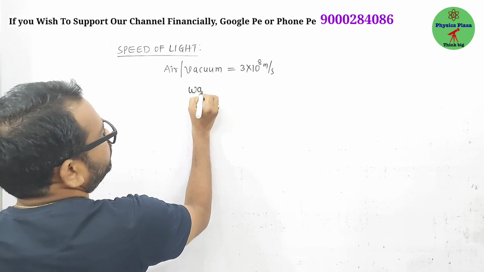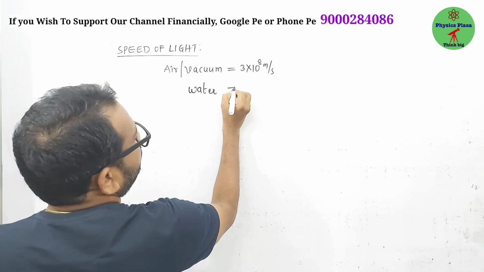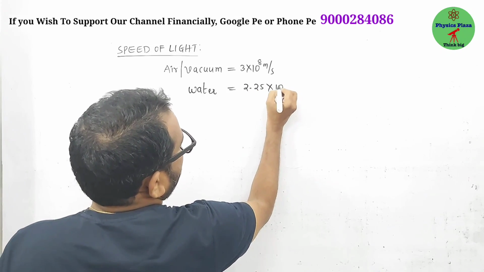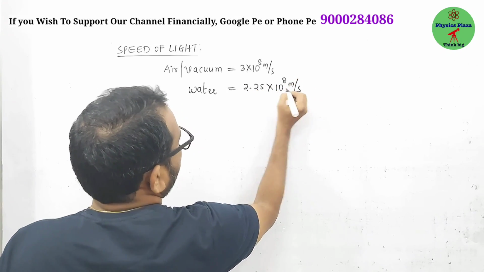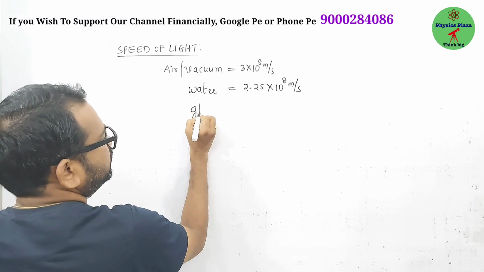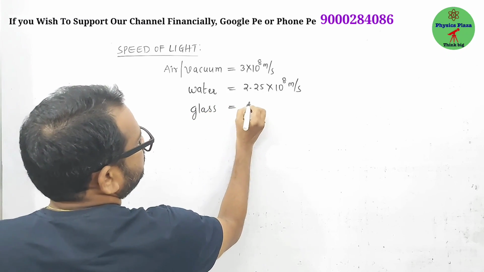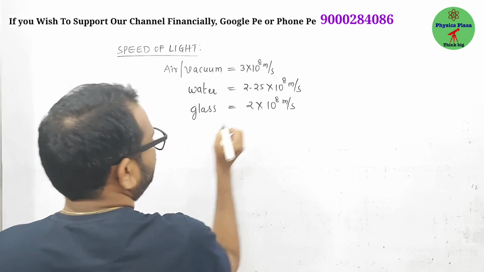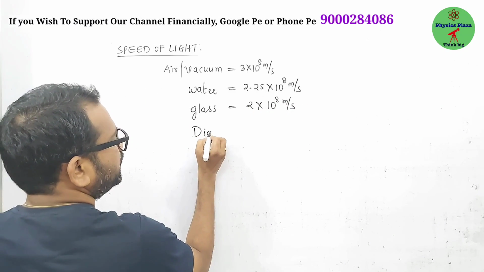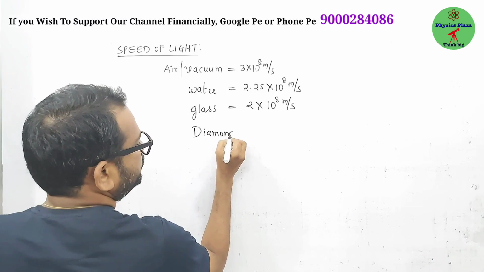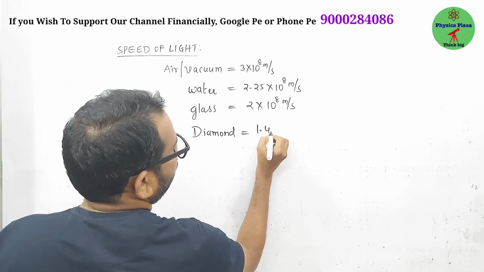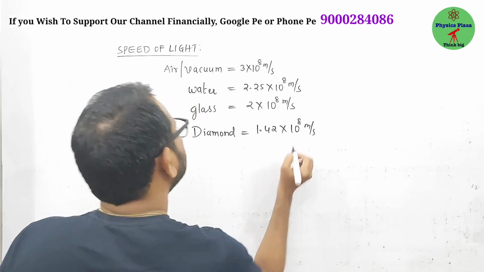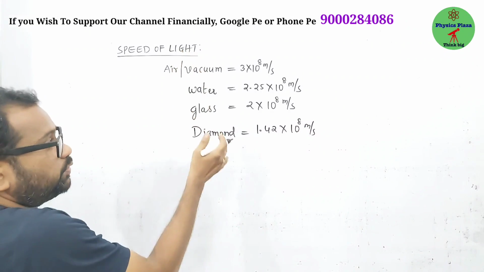Whereas in water, light will travel at 2.25 into 10 power 8 meters per second. Whereas in glass, light travels at 2 into 10 power 8 meters per second. Whereas in diamond, approximately, the speed of light is 1.42 into 10 power 8 meters per second. So in which medium is light traveling with the highest speed out of these four?